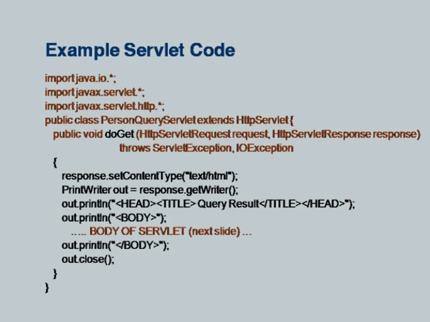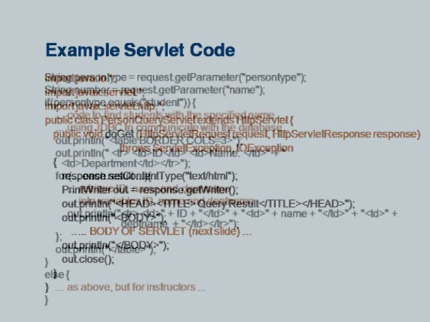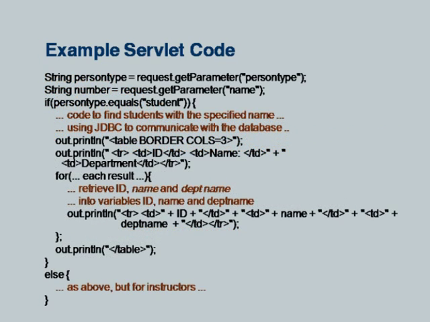Now the body here depends on what it needs to do. So in our case, if you remember, that form took a name and it took a parameter which is either student or instructor. And depending on whether it was student or instructor, it looked up the name in the student relation or the instructor relation, and it returns information about people with that specified name. So how is this implemented? This is what we want to implement. How is it implemented? So there are several steps here.